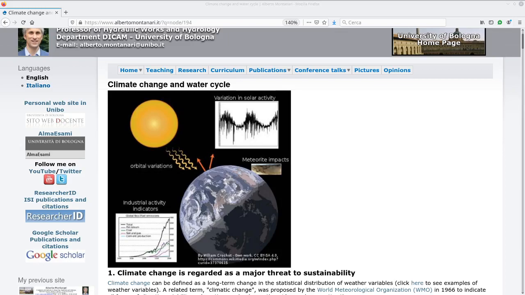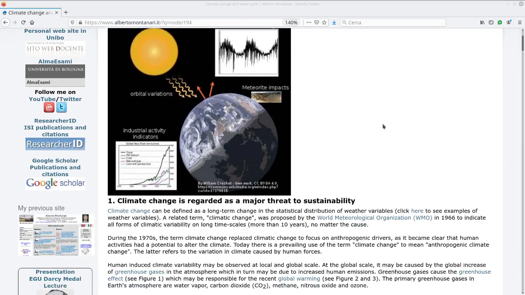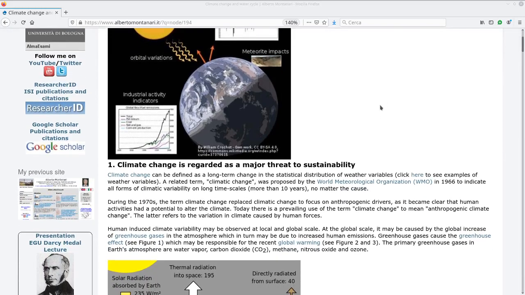And when a topic is controversial, it's very difficult to get an objective view. So this is also the reason why I want to discuss it with you. The first part of this lecture just says that climate change is regarded as a major threat to sustainability, and also some people say that it may lead to human extinction.